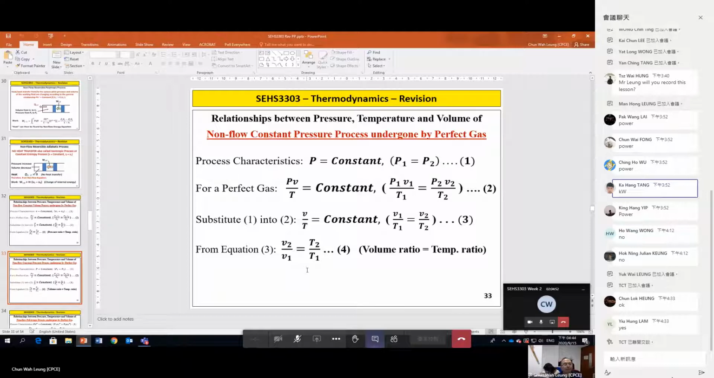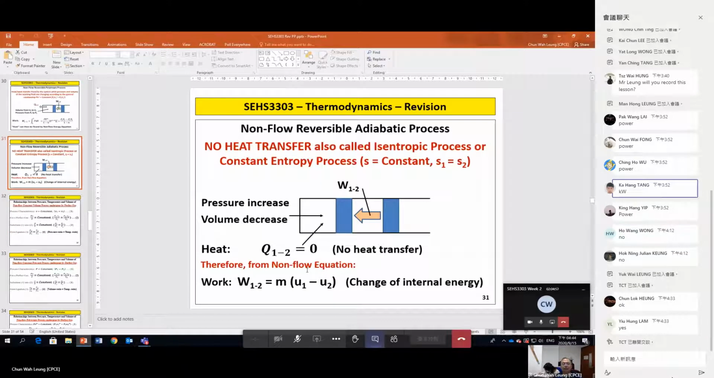If not, then let me talk about the last process. This is what we call the non-flow adiabatic process. This kind of process, we normally call a process related to work done only.